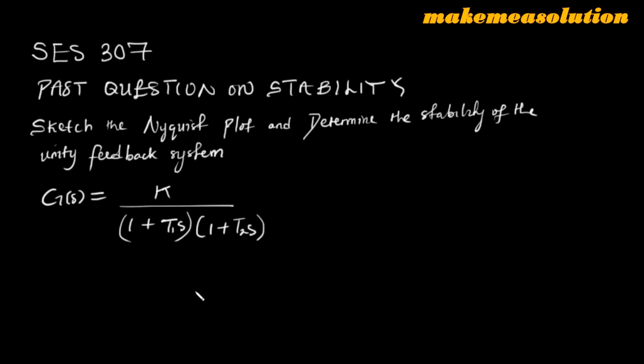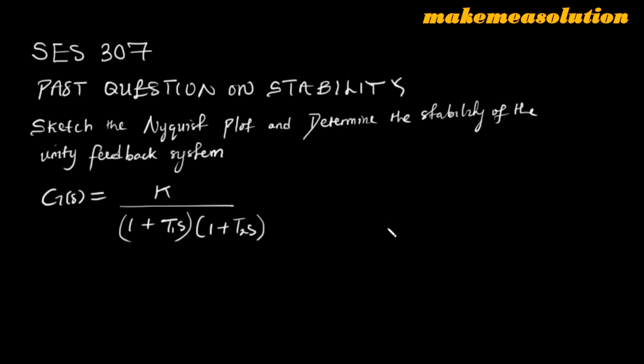So this is the first video where we'll start exploring the practical application of the theoretical knowledge we've been learning. We want to sketch the Nyquist plot and determine the stability of the unity feedback system that is given by this transfer function G(s) equal to K divided by (1 + T1s)(1 + T2s).